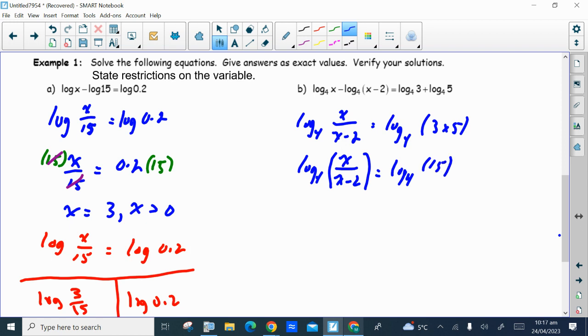And now because we have both sides expressed as a single log with the same base, log base 4, and because the two sides are equal, if the log base 4 parts are the same, then the other parts must be the same as well. x over x minus 2 has to equal 15.